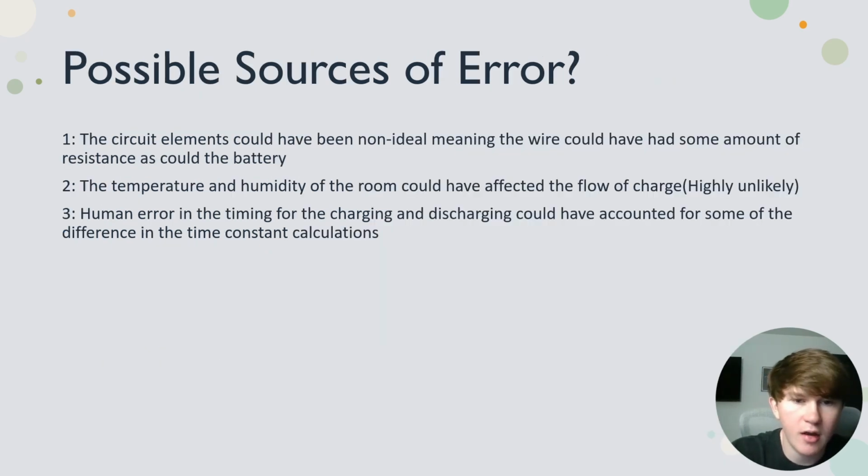Possible sources of error: the circuit elements could have been non-ideal, meaning the wire could have some amount of resistance. The temperature or humidity in the room could have affected the flow of charge, and then some human error with the timing could have affected our times.